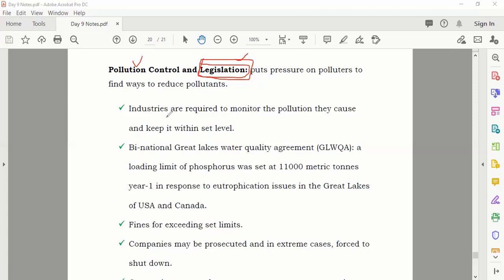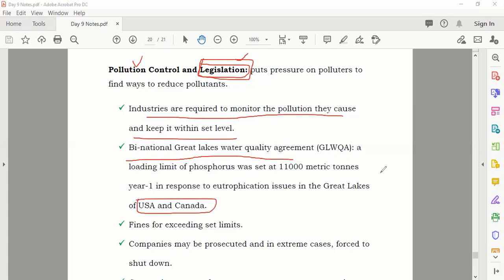So first of all, industries are required to monitor the pollution they cause and keep it within the set level. As we discussed before, how to treat the wastewater. Then the Great Lakes Water Quality Agreement: different countries have an agreement with other countries, like between USA and Canada, they have an agreement that's known as the Lakes Agreement. According to that, they are limiting phosphorus, unloading only up to that limit.